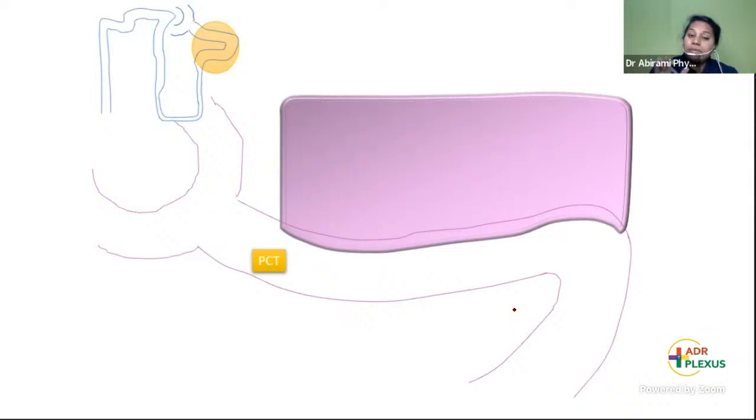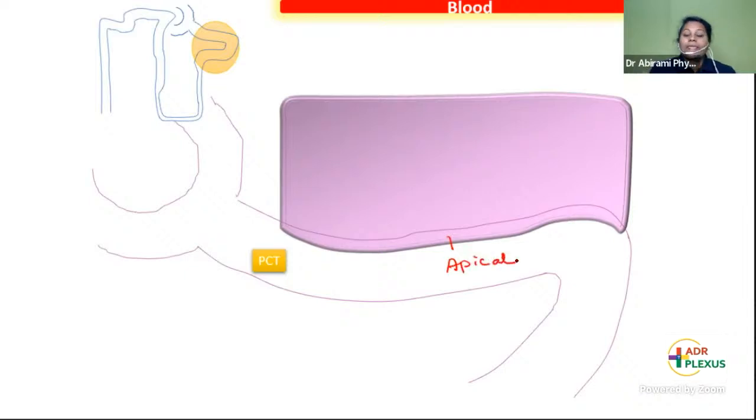Let's take one part of the proximal convoluted tubule and see what changes are happening. Any cell will have two sides. The side facing the lumen is called the apical membrane, and the other side, facing the blood, is called the basolateral membrane. This is important because the transporters are different in the apical and basolateral membranes. Once there was a question: which is the sodium transporter present on the basolateral membrane for transport of sodium? So you need to know there are two membranes, apical and basolateral.